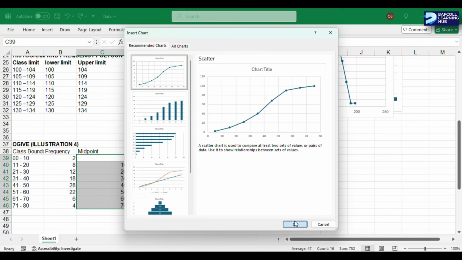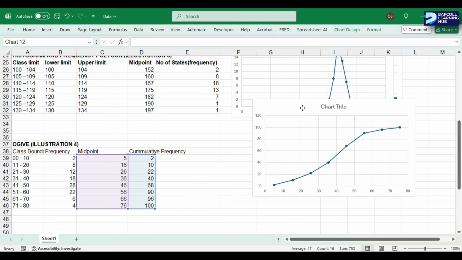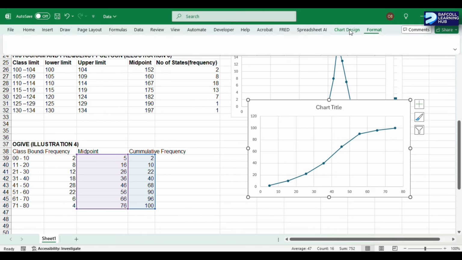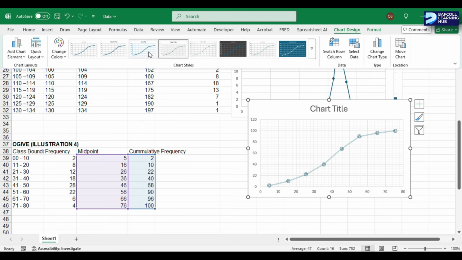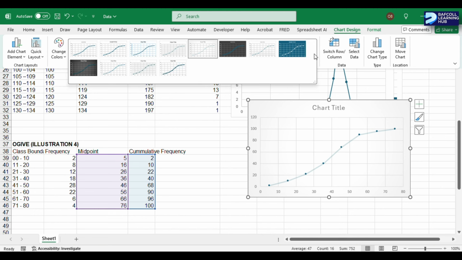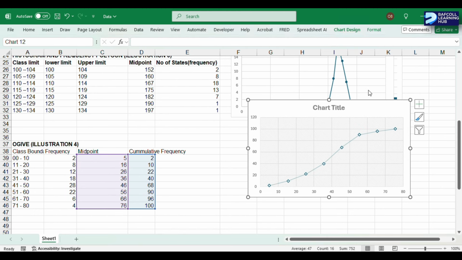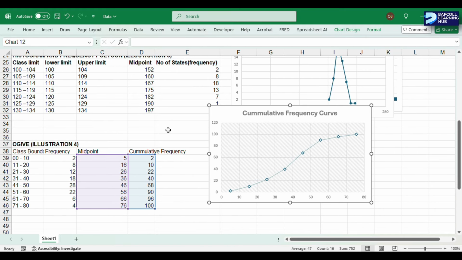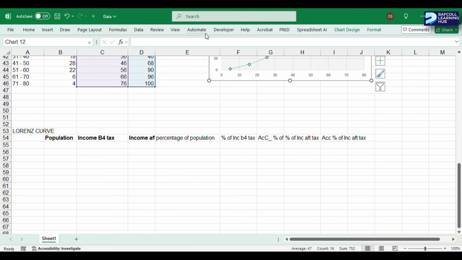All right, good. So I have my cumulative frequency curve over here. All right, so I can go ahead and, so let me, one that looks like a graph. Okay, all right, so I have my cumulative frequency curve. So that's how you go about computing or drafting the cumulative frequency curve in your Excel.